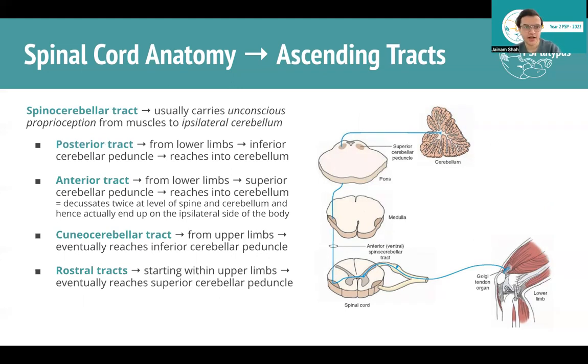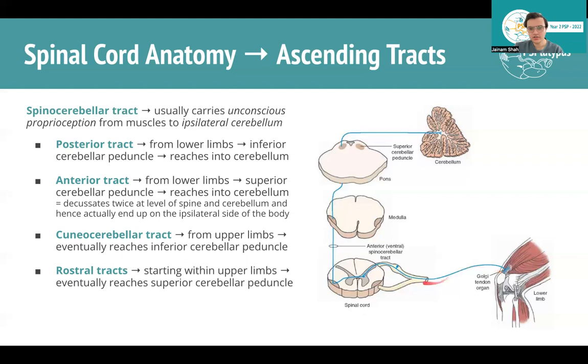So you've got the posterior tract, which is responsible for lower limb proprioception, goes to the inferior cerebellar peduncles, which will be covered later on, reaches into the cerebellum. The anterior tract, again, from the lower limbs to the superior peduncles this time. And the interesting thing about the anterior tract, which I think is probably the only important thing to remember here, is that it goes through this weird pathway to end up on the ipsilateral cerebellum.